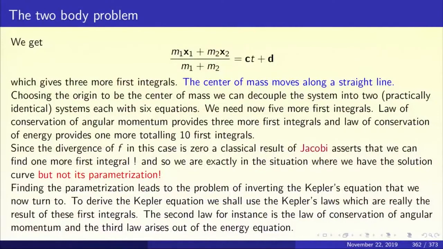Now what is v1? v1 is x1 dot and v2 is x2 dot, where x1 and x2 are the positions. So we get d/dt of (m1 x1 plus m2 x2) upon (m1 plus m2), that is c. So we can immediately integrate this and we get that (m1 x1 plus m2 x2) upon (m1 plus m2) is ct plus d. This gives us three more integrals. This says that the center of mass moves along a straight line. We'll continue this in the next lecture.